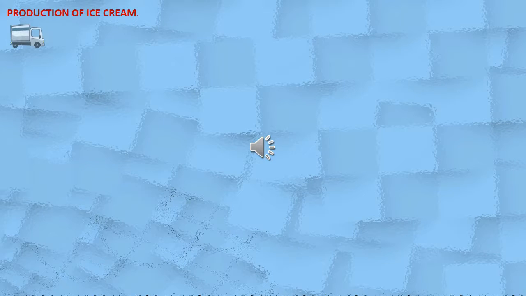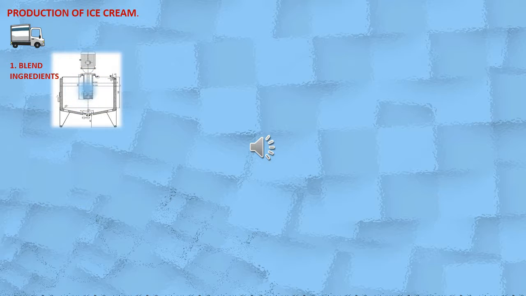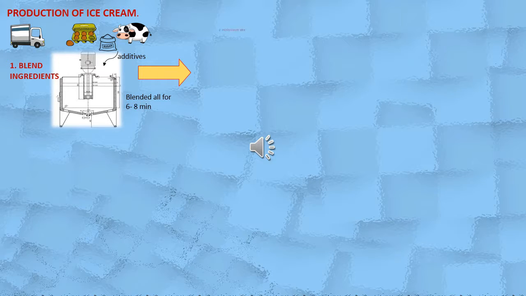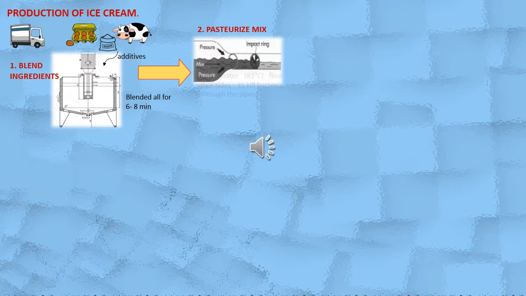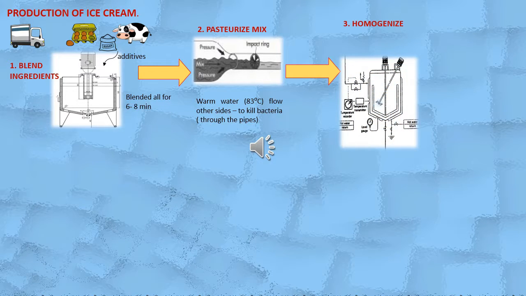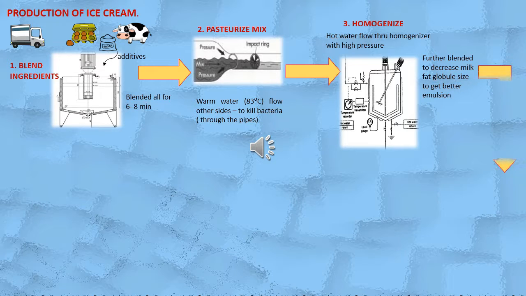The milk arrives at the ice cream plant in a refrigerated tanker truck from a local dairy farm. They start by blending the milk with egg, sugar and food additives for 6 to 8 minutes. Pasteurize the mixture with warm water at approximately 83 degrees Celsius to kill any existing bacteria. Then homogenize the mix by flowing hot water through a homogenizer under high pressure, and then blend further. This process decreases the milk fat globule size to form a better emulsion.